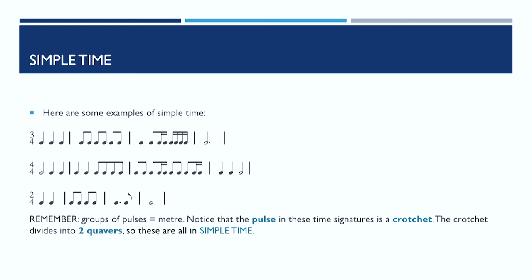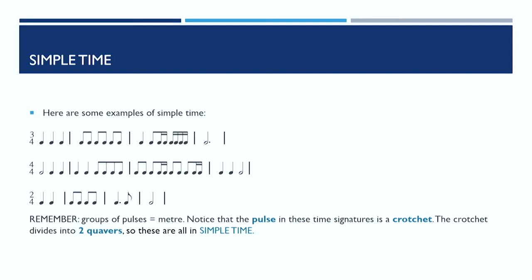Look at the next example, 4/4 time. The bottom number tells us we've got crotchets. The top number tells us there are 4 crotchets in a bar. If you look at the first bar, the first note is worth 2, the next note is worth 1, the next note is worth 1. It equals 4. Now, the pulse in this particular example is a crotchet, and a crotchet can divide into 2 quavers. So it's simple time.